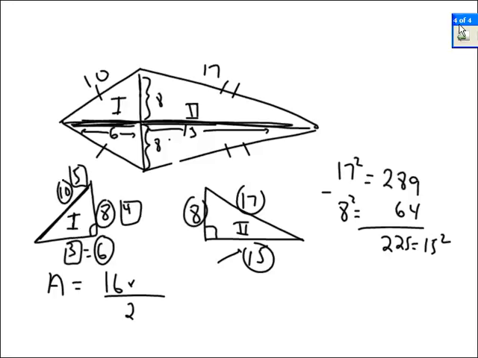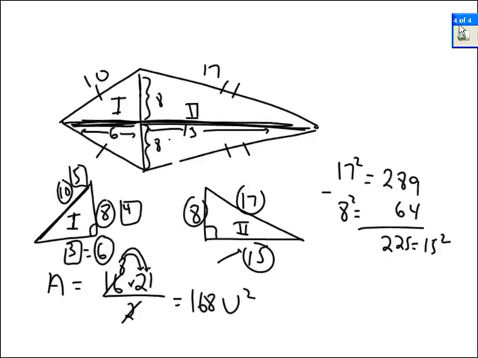6 plus 15, 21. That gives me the whole diagonal. 2 goes into 16 8 times. 8 times 20 is 160. 8 times 1 is 8. 168, whatever the units are, squared.